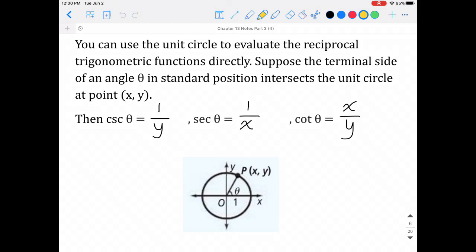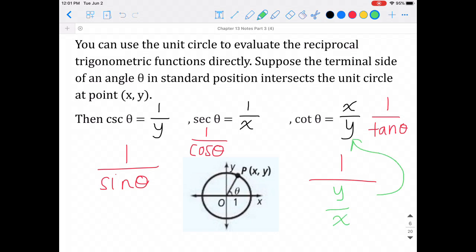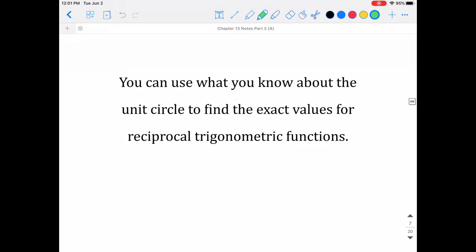Now, we can use the unit circle to evaluate the reciprocal trigonometric functions directly. Suppose the terminal side of an angle theta in standard position intersects the unit circle at point (x, y). Then cosecant of theta would be represented by 1 over y, because cosecant is 1 over sine of theta, and sine is represented by our y value. Secant of theta is represented by 1 over x, because secant is 1 over cosine of theta. And cotangent of theta is represented by 1 over tangent of theta. And we learned in the last lesson that tangent is represented by y over x. So 1 over y over x, if we flip this, becomes x over y. So cotangent of theta is represented by our x value of the point over the y value. You can use what you know about the unit circle to find the exact values for reciprocal trigonometric functions.